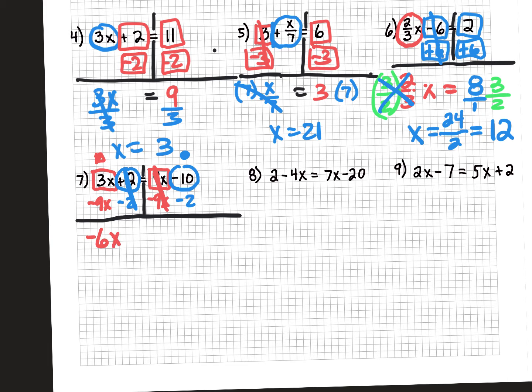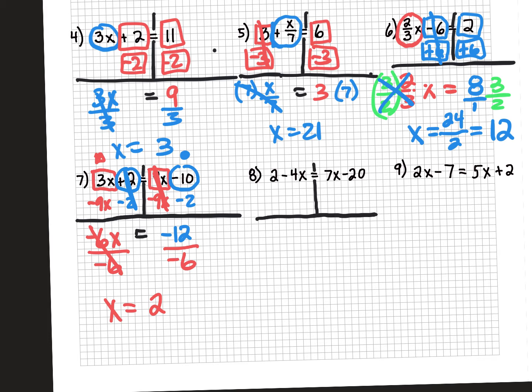So I get negative 6x equals negative 12. 10 people on the negative team, 2 more people on the negative team, so the negative team got bigger. I'm going to divide by negative 6. I need to do top and bottom, so those get rid of it, and x equals positive 2. All right, next one.